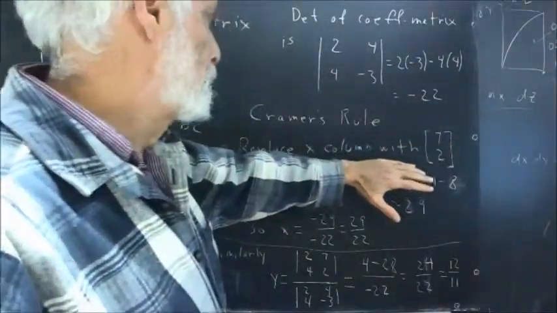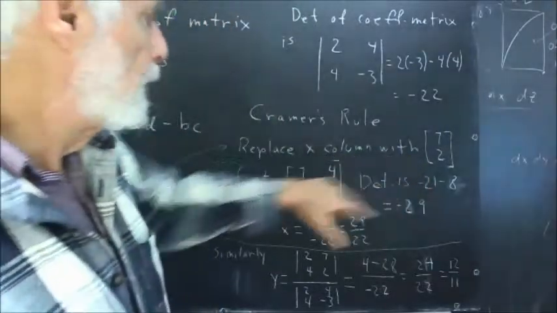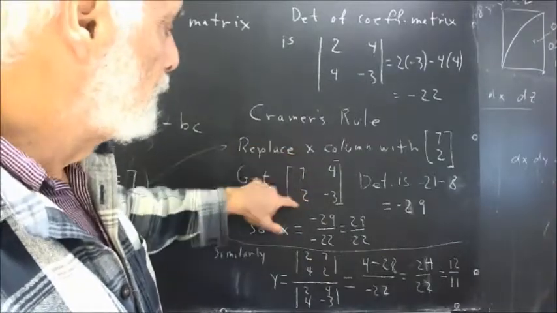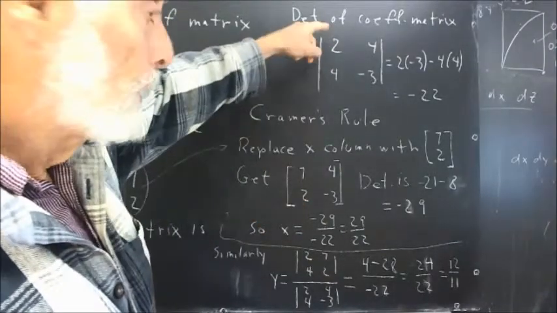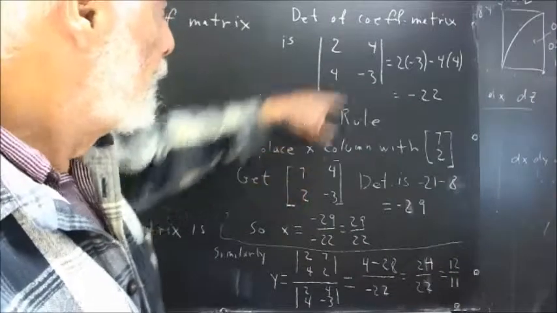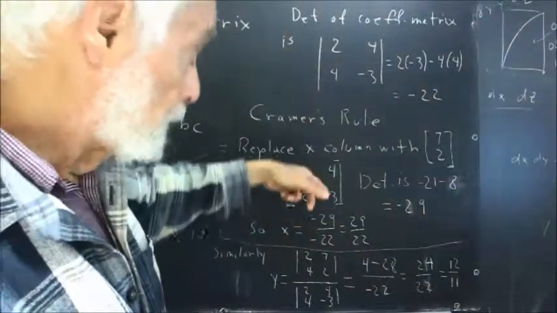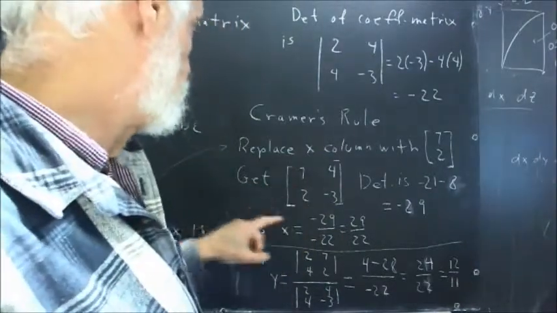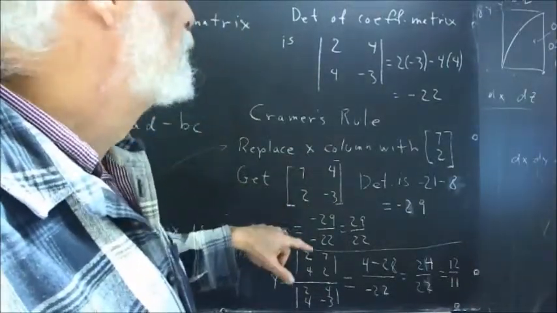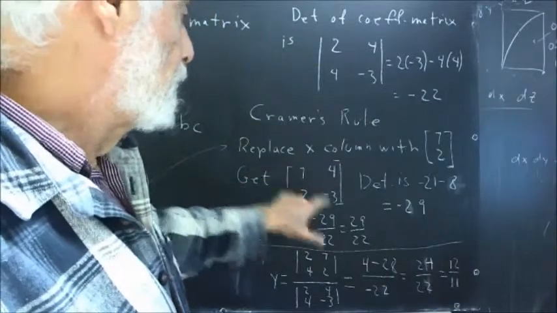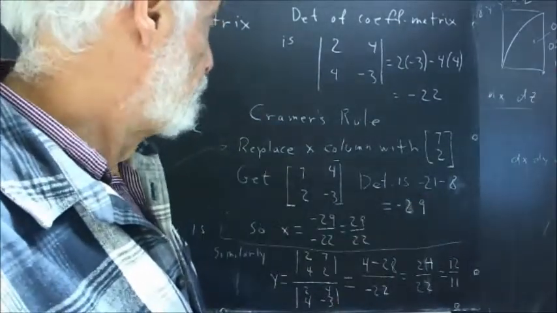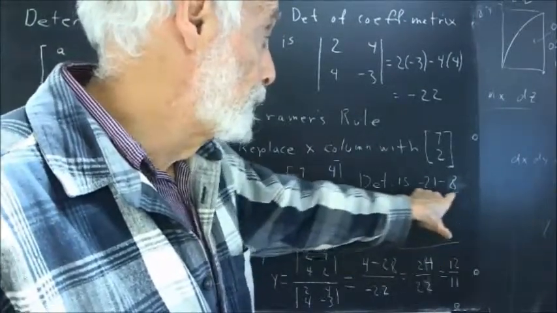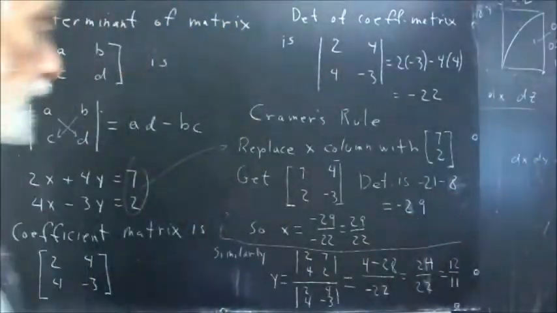Do this before you look at what I've written down. You should have gotten 7, 2 replaces the x column, the column of the x coefficients. And the 4, negative 3 is still going to be there. We get this, and the determinant of this matrix is easily seen to be 7 times negative 3 is negative 21. 4 times 2 is 8, and we're subtracting that, so it's negative 21 minus 8, or negative 29.